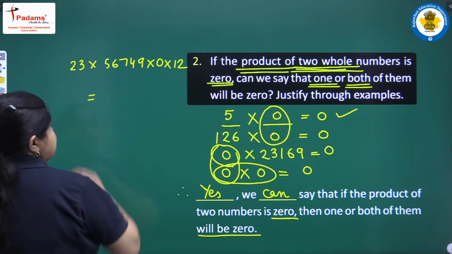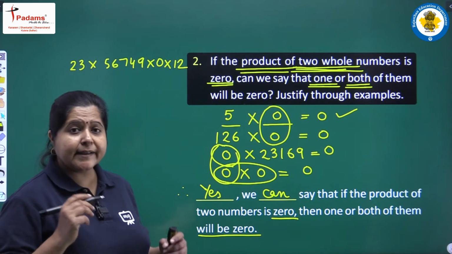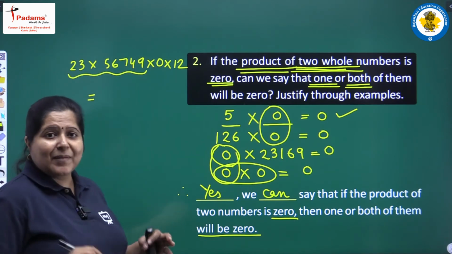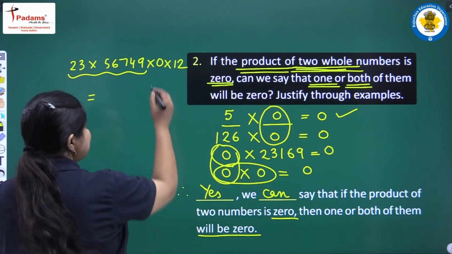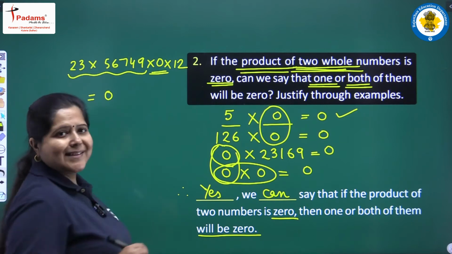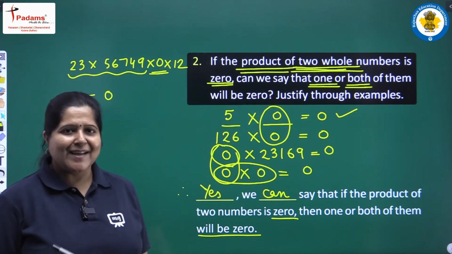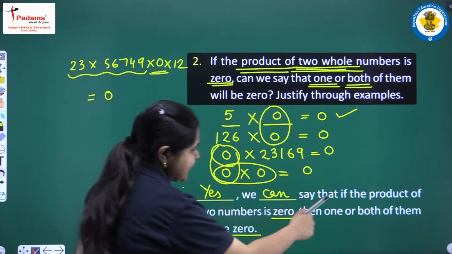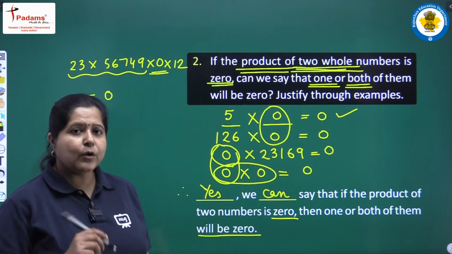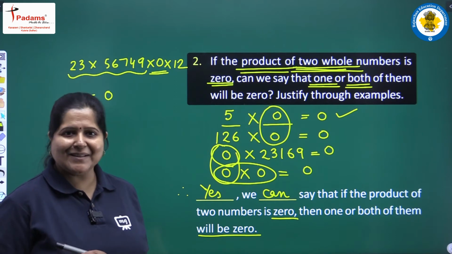So, what will we get? Many of you will start thinking of multiplying these numbers, such large numbers, but it's of no use. Just see this 0 here. Anything multiplied by 0 is 0 back again. So, we can surely say that if the product of two numbers is 0, then either one of them will be 0 or both the numbers will be 0.